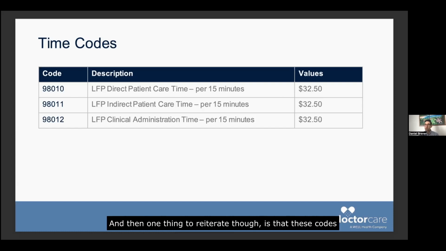One thing to reiterate, though, is that these codes are only available to physicians who have first submitted the registration code, the 98000 registration code. You can't submit this if you're still in the fee-for-service model.